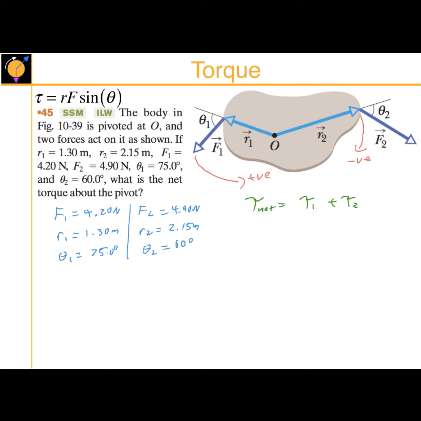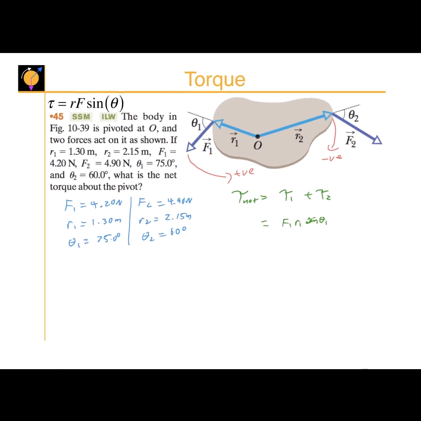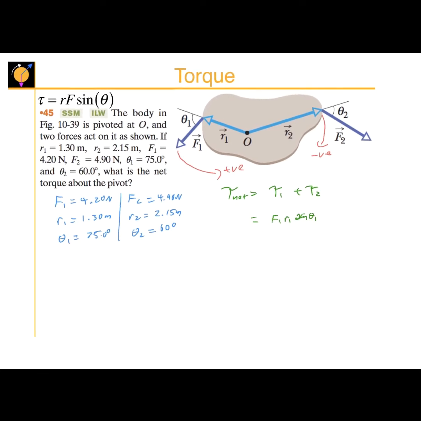So let's plug everything in and make sure we get our signs right. So torque 1 is the one that is positive because it's trying to rotate it counterclockwise. So it's going to be F1 R1 sine theta 1. And torque 2 is going to be negative because it's spinning it clockwise. So it's going to be F2 R2 sine theta 2.